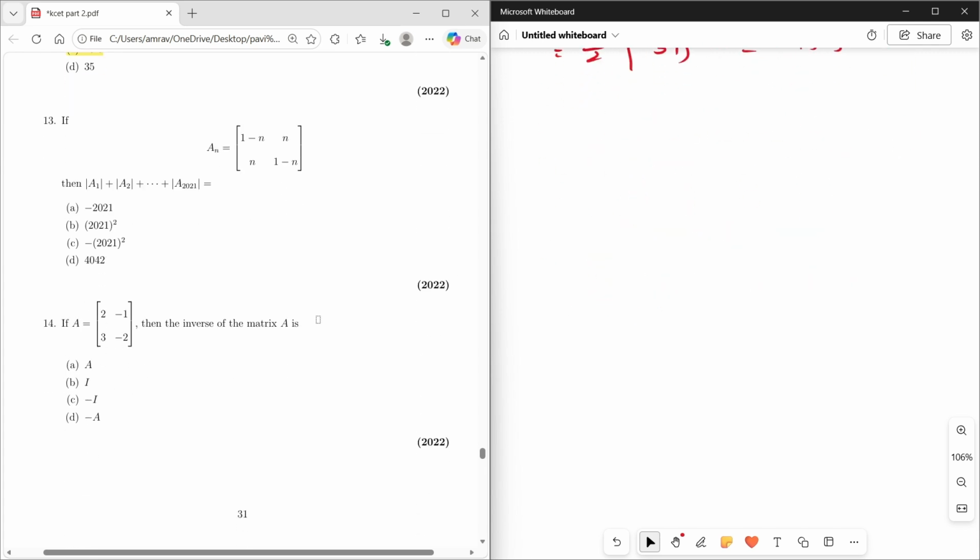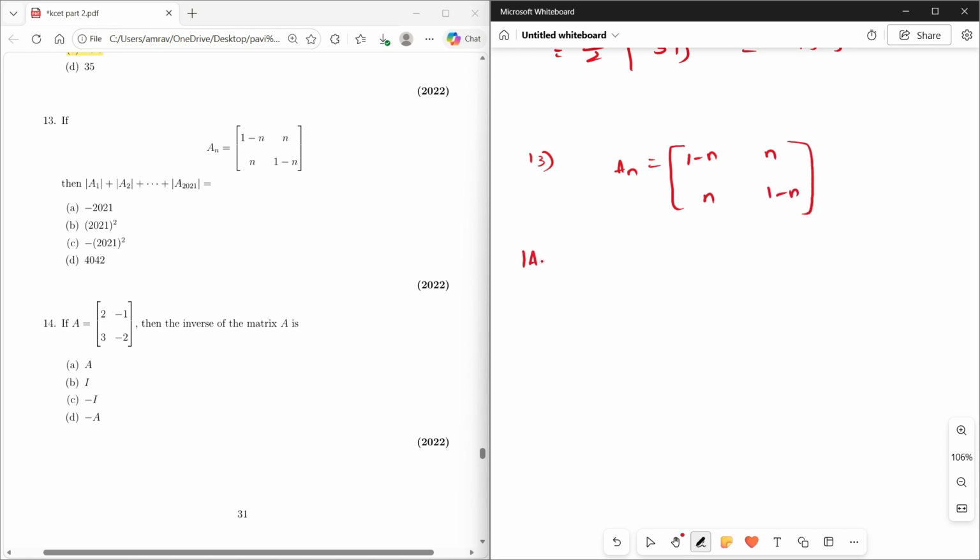So moving on to the next question from the year 2022, the 13th question, they have given the nth term of the matrix A, An, as 1 minus n, n, n, 1 minus n. They're asking you to find the determinant of A1, A2, and so on up to A2021. Okay, so now we'll see how we can do this. We'll first go with A1, so we replace n with 1. When you do that, you get 0, 1, 1, 0. Then this implies the determinant of A1 is equal to minus 1.